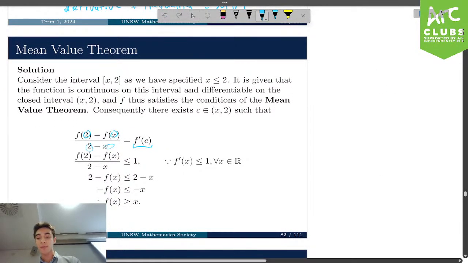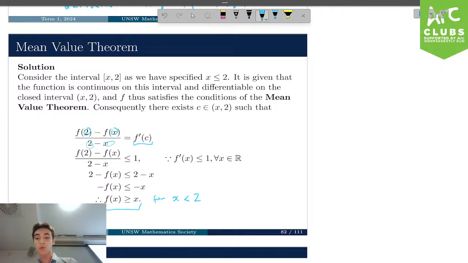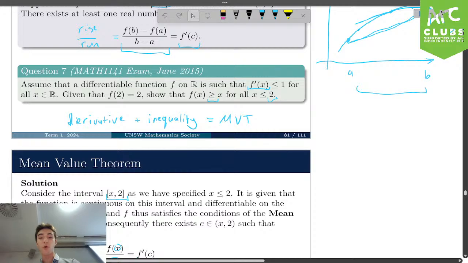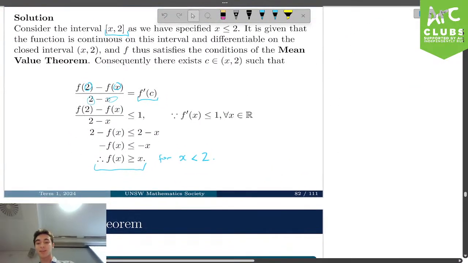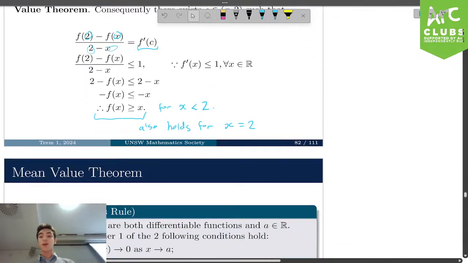Then, using some algebraic manipulation, we get pretty easily that f of x is larger than or equal to x for x smaller than 2, because remember, we started off with x being smaller than 2 when we chose this interval. If you want to be rigorous about it, we were asked to prove it for all x smaller than or equal to 2, so you might have to mention later in your argument that it also holds for x equal to 2. But this is the basic structure of the argument that you're going to be using.